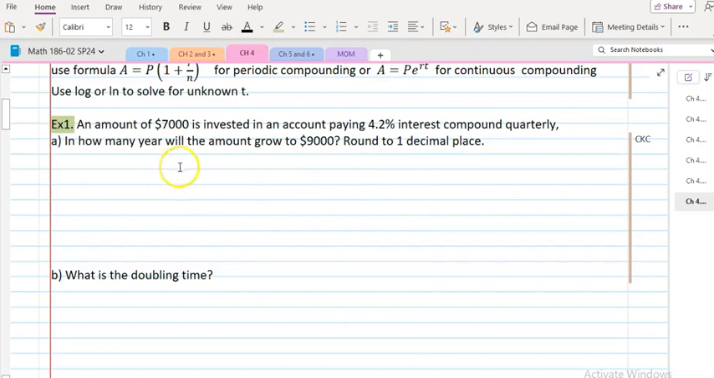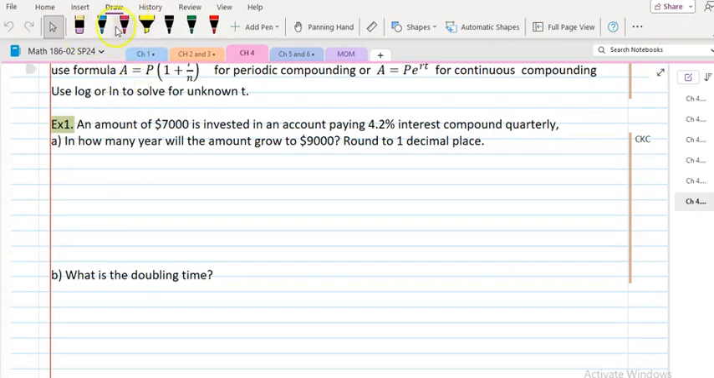So example one, to solve for t, because your goal is to solve for time. An amount of $7,000 is invested in an account paying 4.2% interest compounded quarterly. We already know that is using the A equals P times (1 plus r over n) formula. In how many years will the amount grow to $9,000? So this is the initial investment, this is our future A, and r is changed to decimal, 0.042.